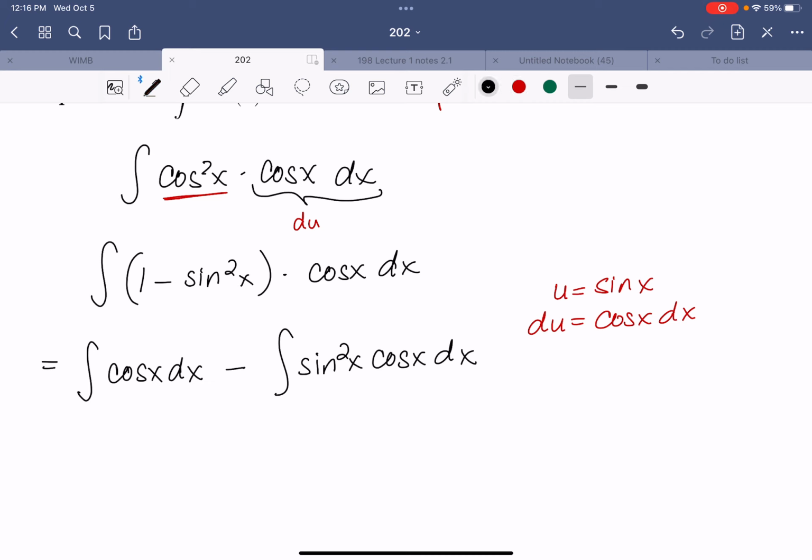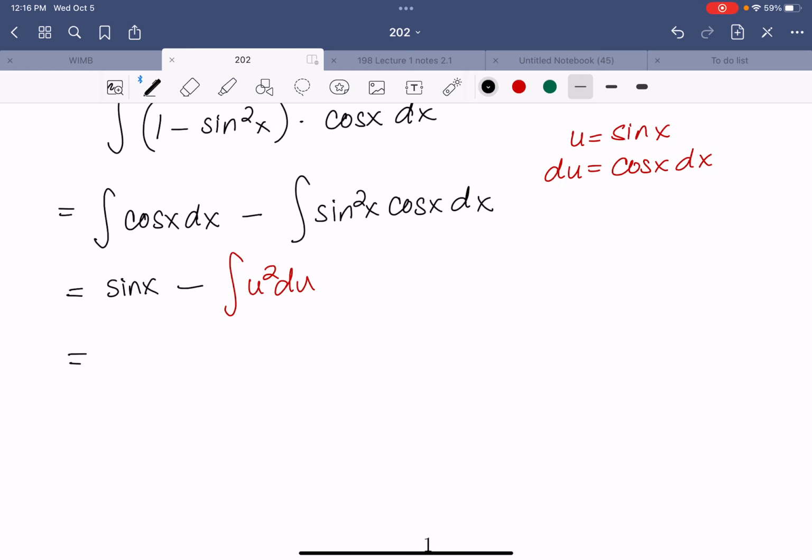What that does for me is the first one, the integral of cosine x dx, the antiderivative here is just sine x. But then for my second integral, the sine becomes u, so that's u squared du. And this becomes the sine of x minus 1/3 u cubed plus a constant. And then to get back to my x's, I substitute back in with my sine x.